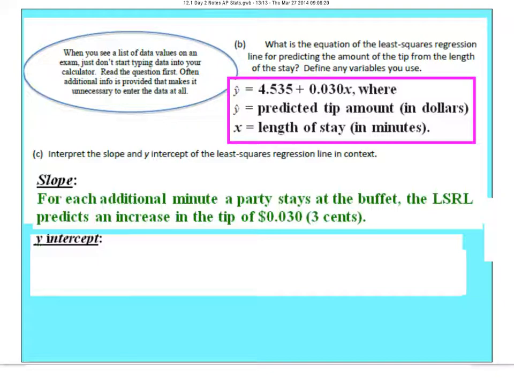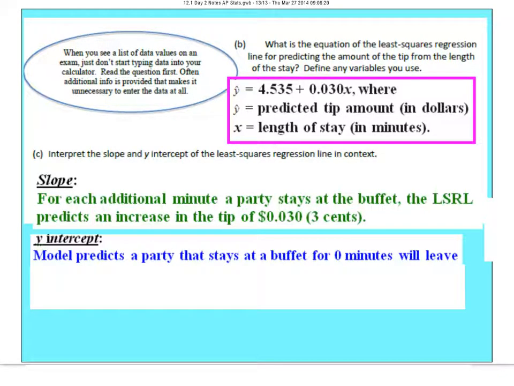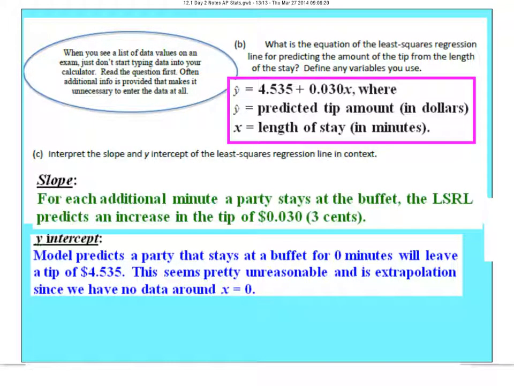The y-intercept in this case just says the model predicts a party that stays at the buffet for 0 minutes will leave about a $4.53 tip. This seems unreasonable, one, because it definitely is extrapolation. We have no data that's even at a time limit of 0 or close to it.